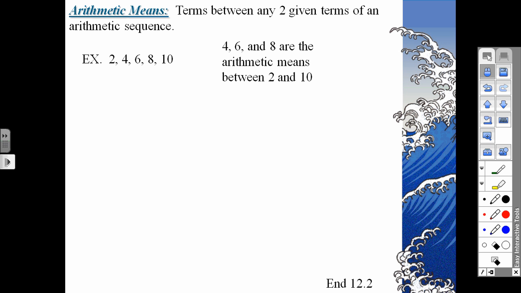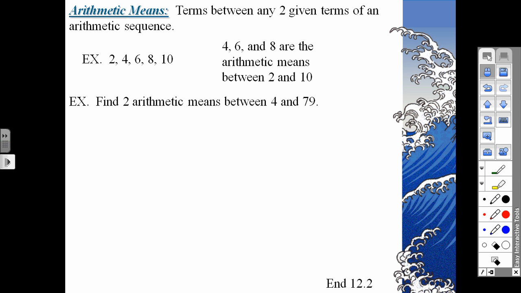between 2 and 10. But what if I had said, what are the arithmetic means between 4 and 8? Well, there's only one term in between 4 and 8, and that's 6. So arithmetic means, there can be as many or as few arithmetic means as you want in an arithmetic sequence. It all just depends on what the first and last terms are that you're looking at. Okay, so what are we going to do with that? They're gonna ask us to find specific arithmetic means between two numbers in an arithmetic sequence.